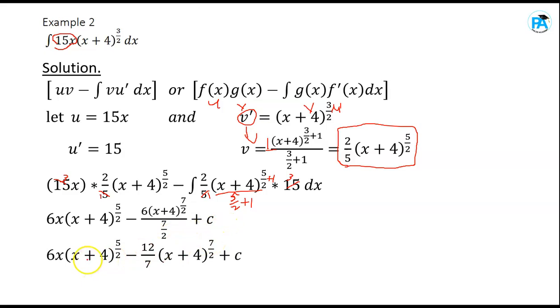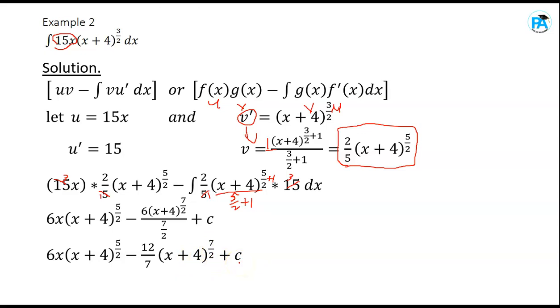Then you get 6x multiplying (x plus 4) all exponent 5 over 2 minus, now 6 divided by 7 over 2 should give you 12 over 7. Please use your calculator for it. Then multiplying (x plus 4) all exponent what? 7 over 2 plus c. So that is the final answer to this also.